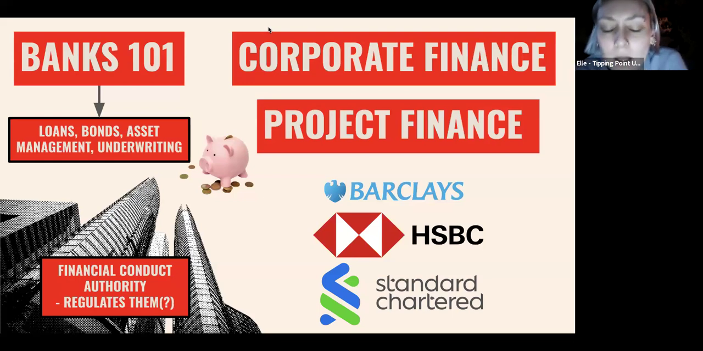So, for example, Barclays might go to Glencore. Glencore are a big energy company, and they might say, here is £100 million for you to spend specifically on your new South African oil field. Okay, so that is finance that's going specifically towards a project.